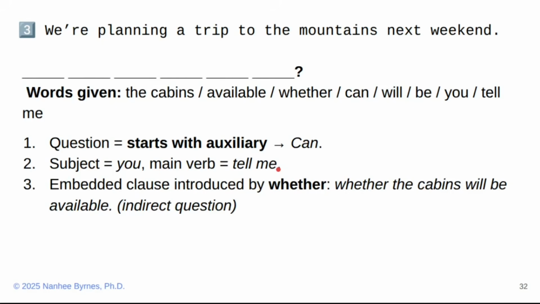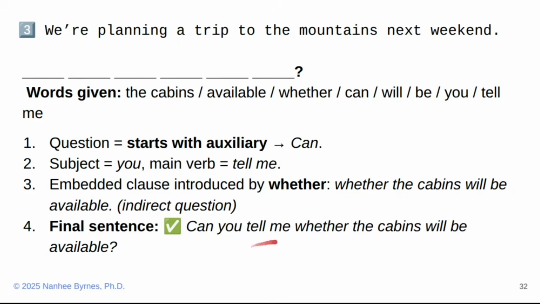Next, since the question is asking about the availability of the cabins, we need an embedded clause introduced by whether, which functions like if in indirect questions. After the clause, normal word order applies. Subject followed by verb. The sentence becomes, can you tell me whether the cabins will be available?